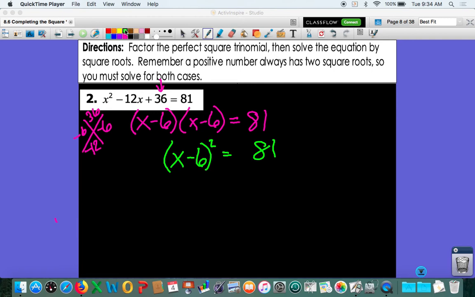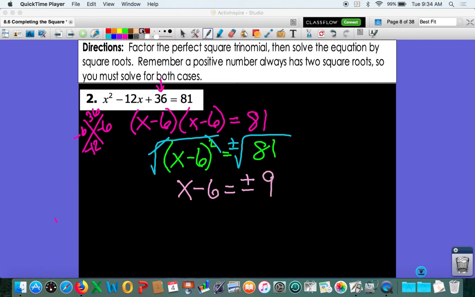Now, it says to solve using square roots. So to solve this using square roots, I need to take the square root of both sides. Put a plus and a minus there. Why do I take the square root of both sides? Well, square and square root are inverse operations. So the square root and the square cancel each other out, and that will leave me with x minus 6 equals positive or negative 9. Why positive or negative? Because, remember, a positive number always has 2 square roots. If you want to make a note, that's a positive and a negative square root. Okay?